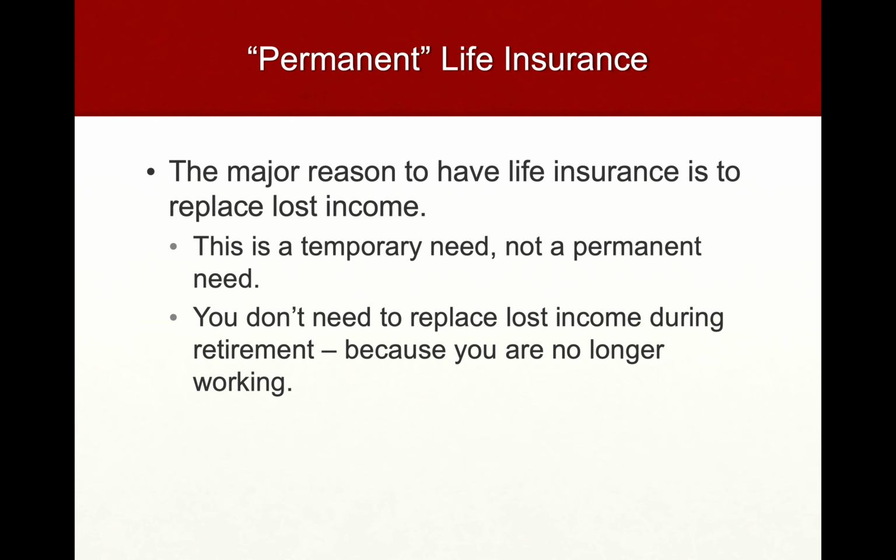Permanent life insurance. The major reason to have life insurance is to replace lost income. That is the primary role of life insurance, and that's a temporary need, because by the time you get to retirement, you're not replacing lost income. You have Social Security income, and of course that goes away if you die.